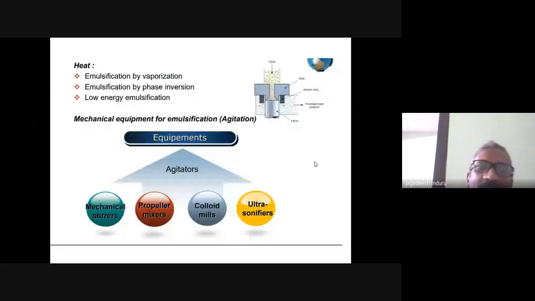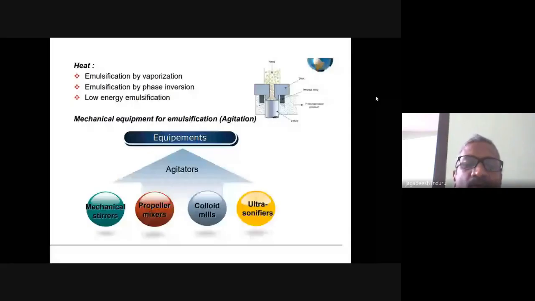So the major four types of equipment we are going to use in emulsification are, first, mechanical stirring, which contains an impeller, stirring the globules dispersed in the continuous phase. Propeller mixers are high-speed mixers, having a rotation of even up to 10,000 RPM. Colloidal mill has a rotor and stator with a gap in between. In that gap, the globules are broken into smaller and smaller globule sizes.